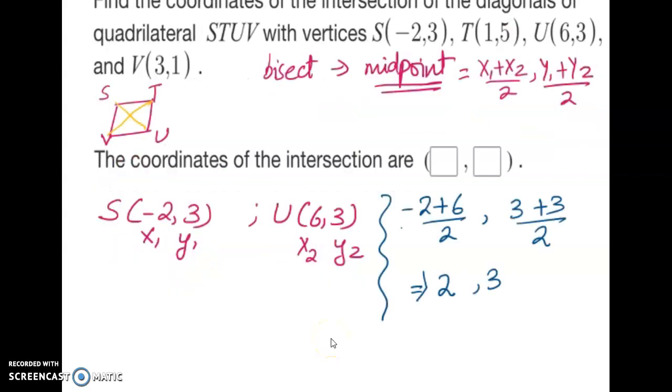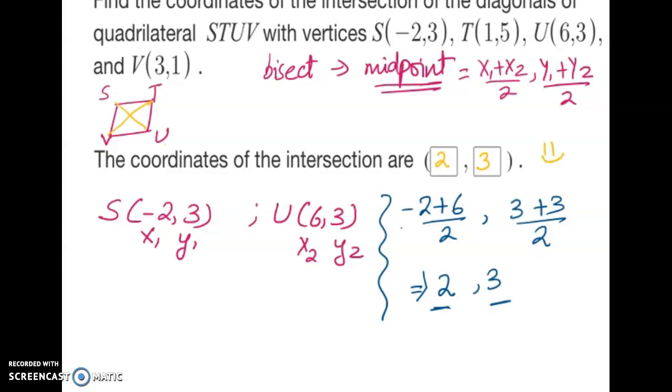So after labeling it, when I plug these values in the midpoint formula, x1 plus x2 divided by 2, y1 plus y2 divided by 2, I will get the coordinates as 2 and 3. That is what we are looking for. So the coordinates of the intersection are 2 and 3. And we are done with this problem.